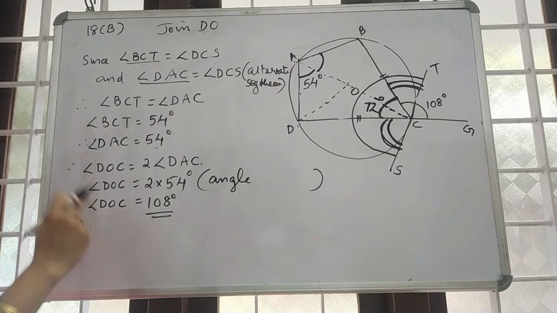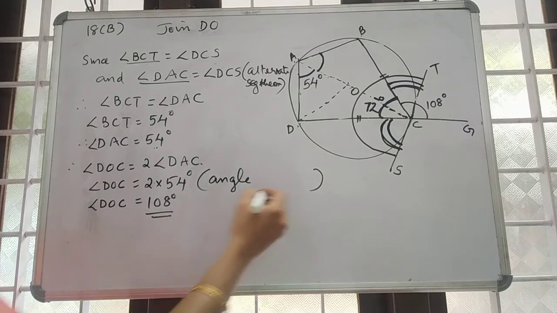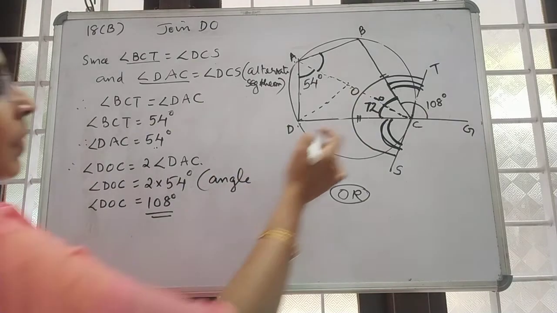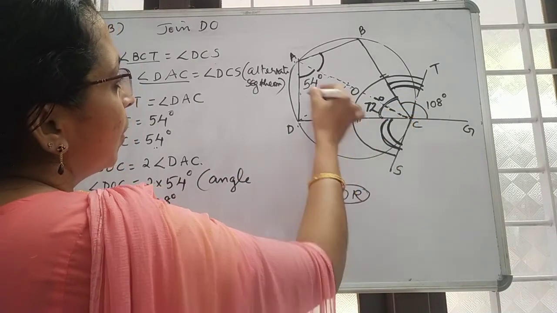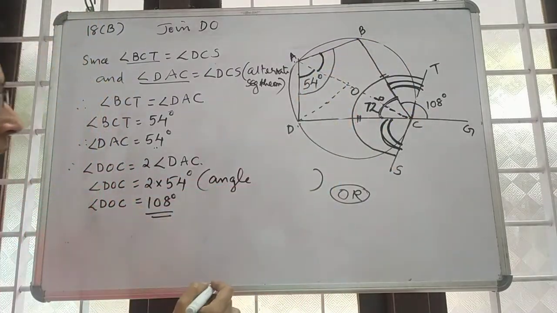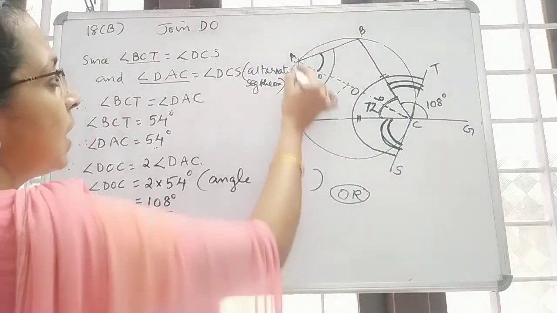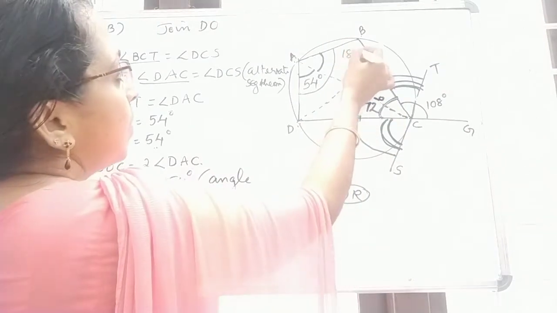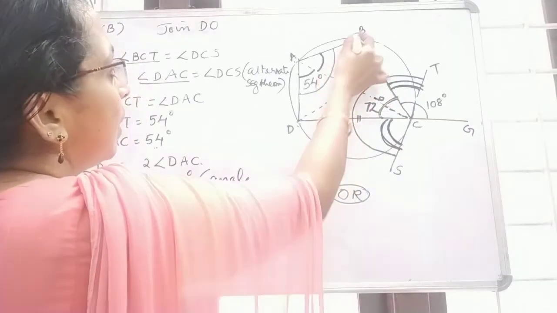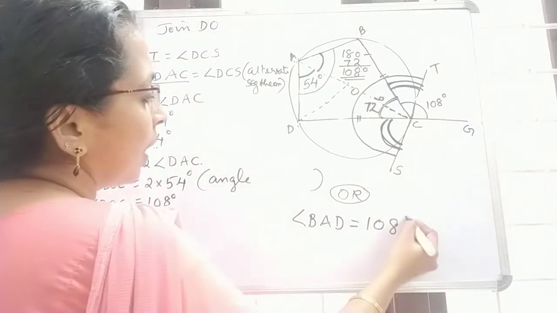The second part we can prove in another method also. Another method is to find it using the first part. We know this angle is 72 degrees. So what about this angle? ABCD is a cyclic quadrilateral, so opposite angles of a cyclic quadrilateral are supplementary. So DAB will be 180 minus 72, which is equal to 108 degrees. So angle BAD, we will get it as 108 degrees.